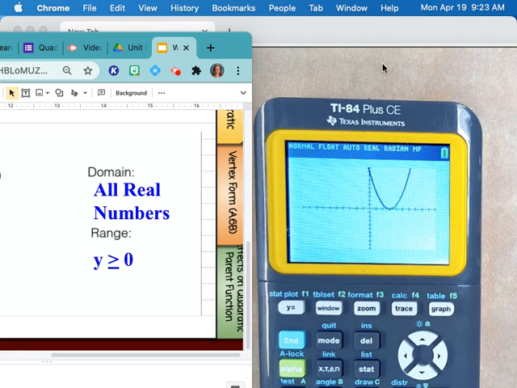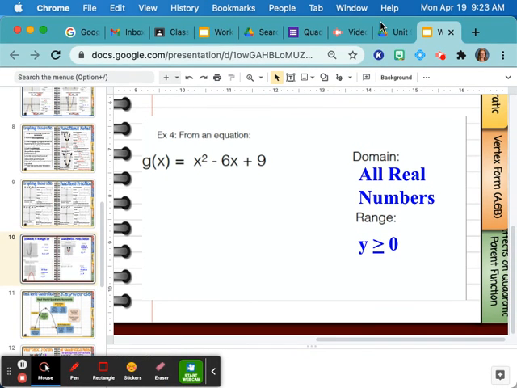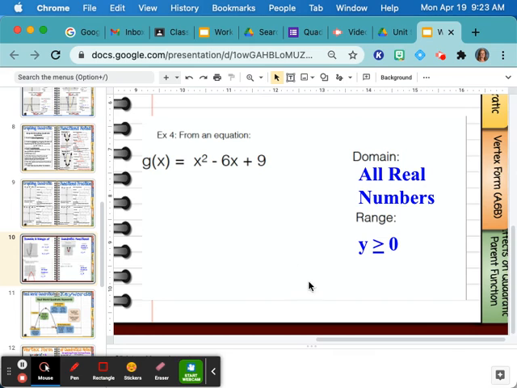Okay, you have a domain and range worksheet that I will post online, and you'll put your answers on a Google form. Or I will pass out the paper in class.